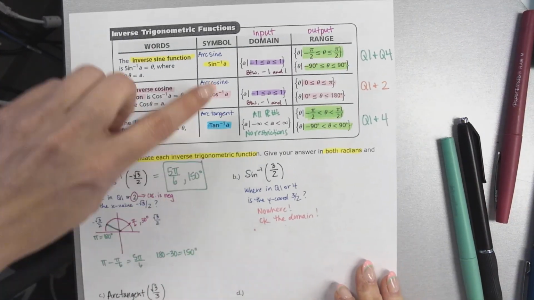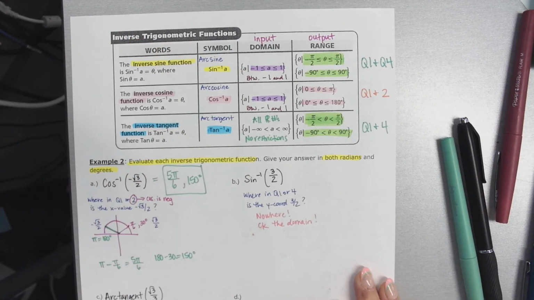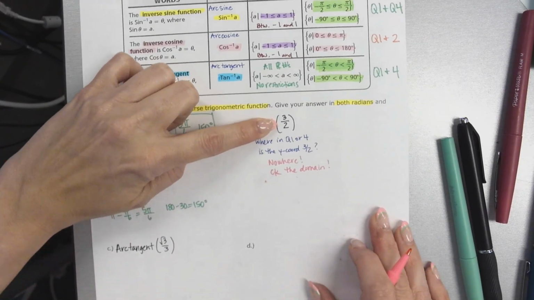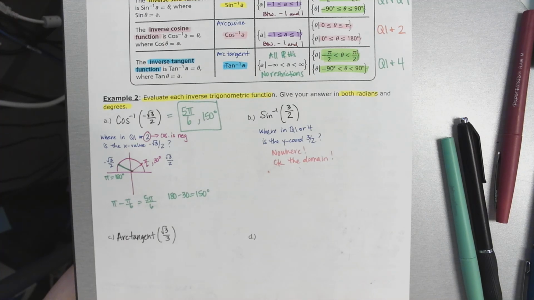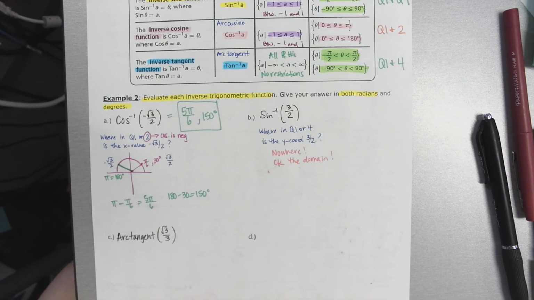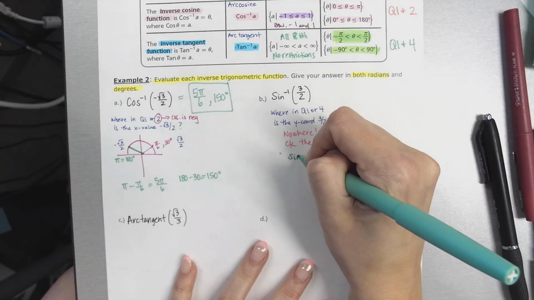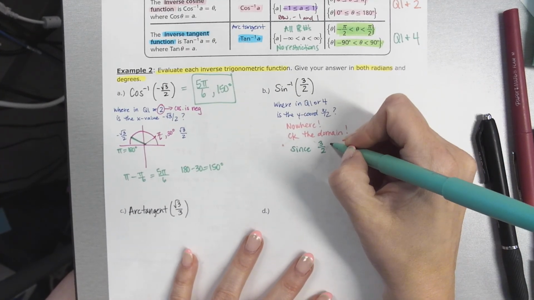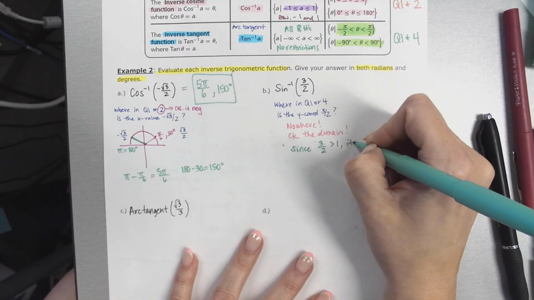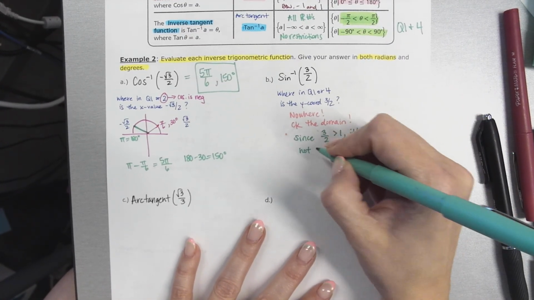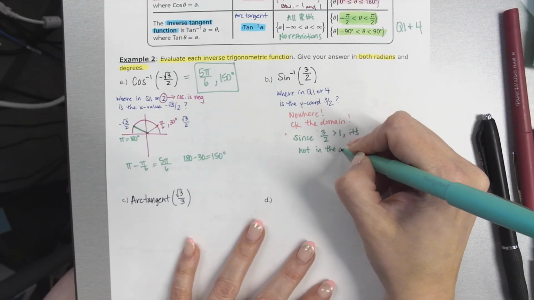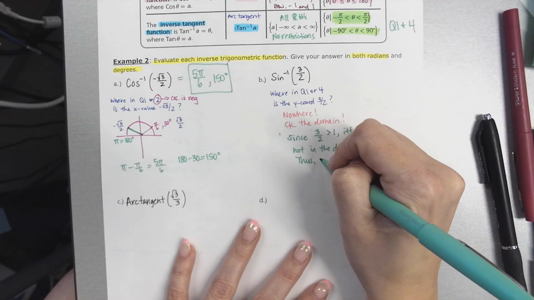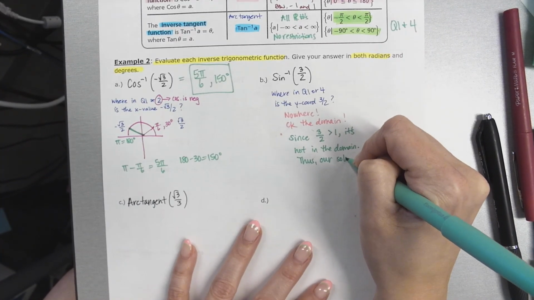What we have to do is check the domain for some of these. When you are looking at this chart, you can see the domain has to be between -1 and 1. 3 over 2 is 1.5. So because of that, our answer for this is going to be undefined. Okay, so we're going to write out why that is. Since 3 over 2 is greater than 1, it's not in the domain. Thus our solution is undefined.